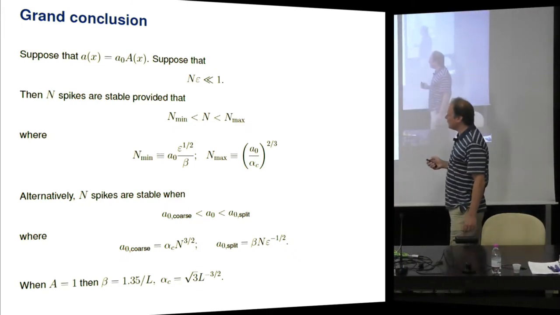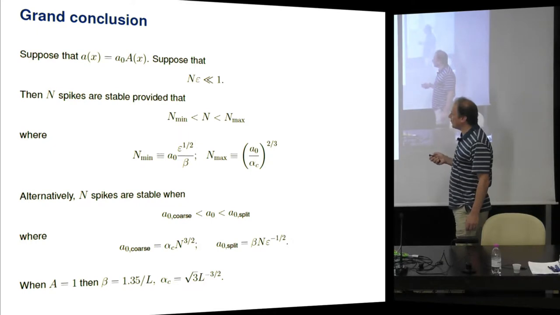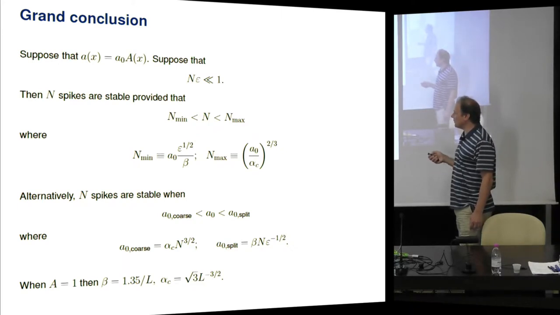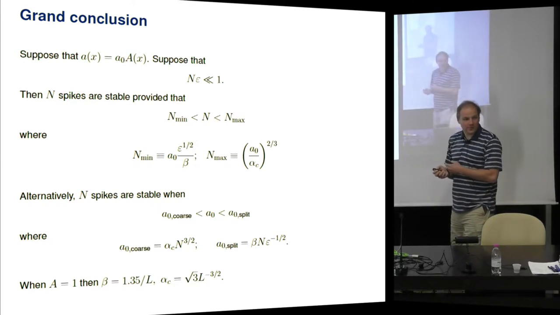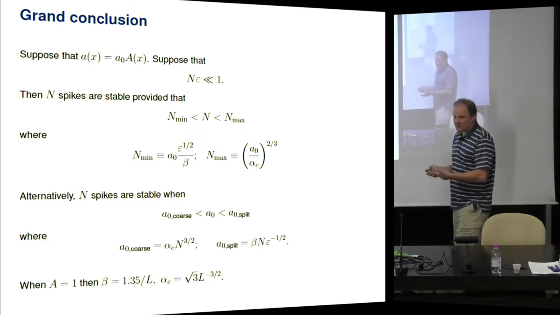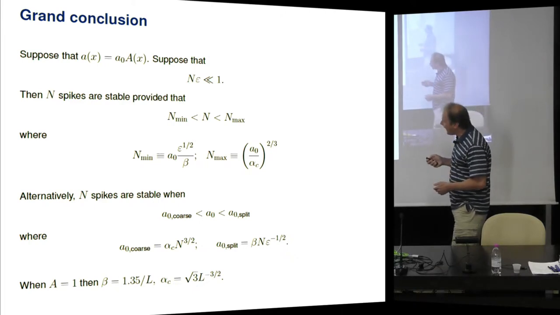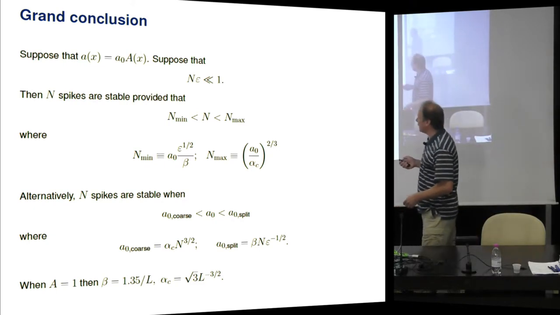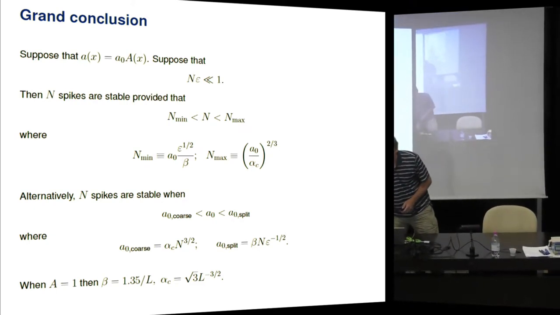And what's interesting is that these two thresholds can actually cross. Because of the scaling, this one depends on epsilon, this one is independent. So if I increase the epsilon, this will increase until eventually it becomes n max. So it's possible for these two thresholds to cross. And when that happens, the spikes can no longer exist. There's no steady state anymore. This can only happen when you have non-constant density. The crossing does not exist for constant density, but for non-constant density, it does.